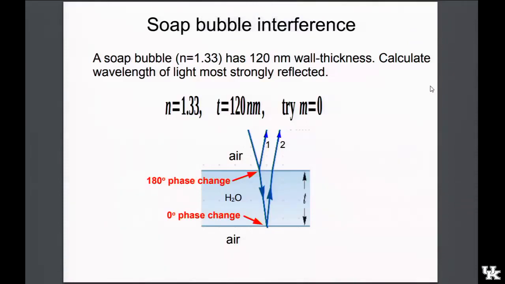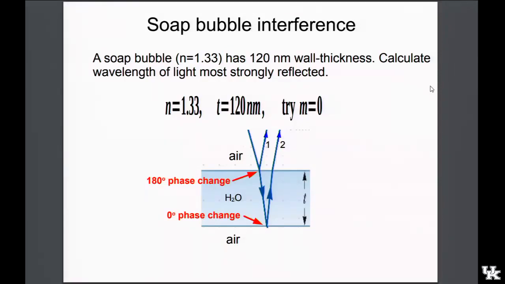Okay, I want to do a little calculation involving soap bubble interference. In this particular question, we're told we've got a soap bubble. The refractive index is the refractive index of the water, because it's just soapy water, so it's 1.33. We're told that this soap bubble has a wall thickness of 120 nanometers.